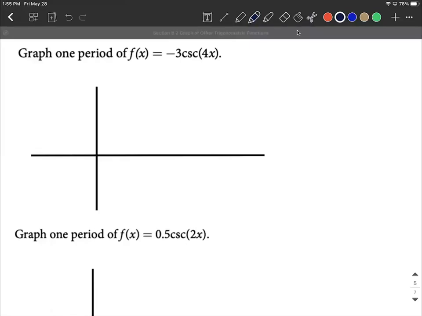All right, let's graph some cosecant graphs. So as we take a look at this, we want to first graph -3 times the cosecant of 4x. And you may recall that cosecant is the reciprocal of sine. So because sine starts at the origin, goes up, comes back down, and ends up at the origin, what's going to happen on this graph is we're going to get a vertical asymptote whenever sine equals 0. So a vertical asymptote at the y-axis.